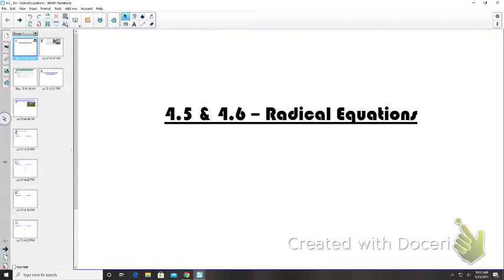Alright, so for this video lesson, this is going to be the last topic of chapter 4. So we're going to do 4.5 and 4.6. This is going to be solving radical equations, okay? So we have solved equations before, back in our first couple units. When we're solving these, we're either finding the intersection points of two different functions, or we are looking to find the roots if it is just one function, okay?